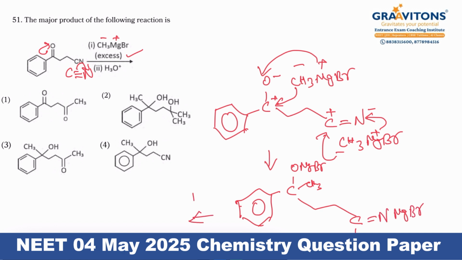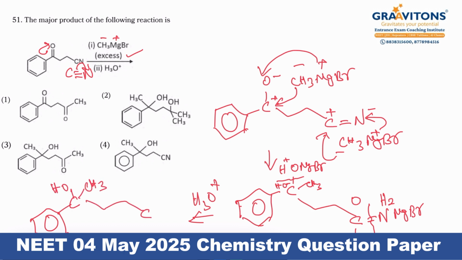On further acidic hydrolysis, you can find the bond breakage like this, leaving hydrogen here and OH near the carbon. And similarly here with the nitrogen, 2 hydrogens and 1 oxygen. So as a result, you have the compound: a benzene ring with a tertiary alcohol arising, and here a ketone. So the correct option here would be the third option.